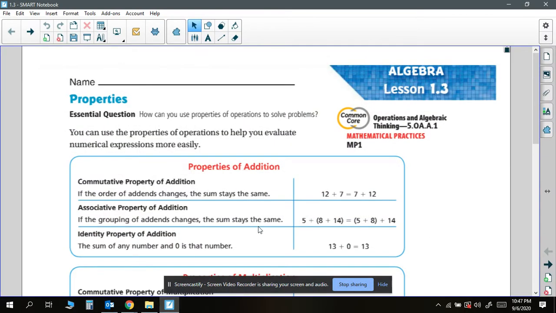Everyone, in today's lesson we're going to be working on lesson 1.3 in our Go Math book or on your Jamboard. If you don't have your math book, you can go ahead and use your Jamboard that I have attached to this assignment for each of you. We're going to be working on properties today. Our essential question is, how can you use properties of operations to solve problems?